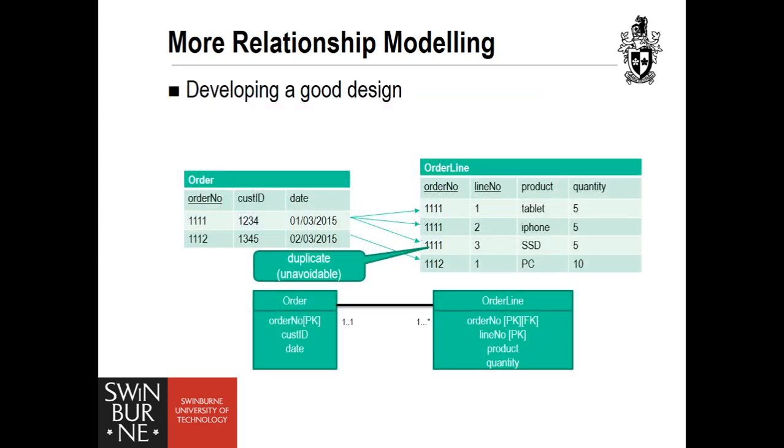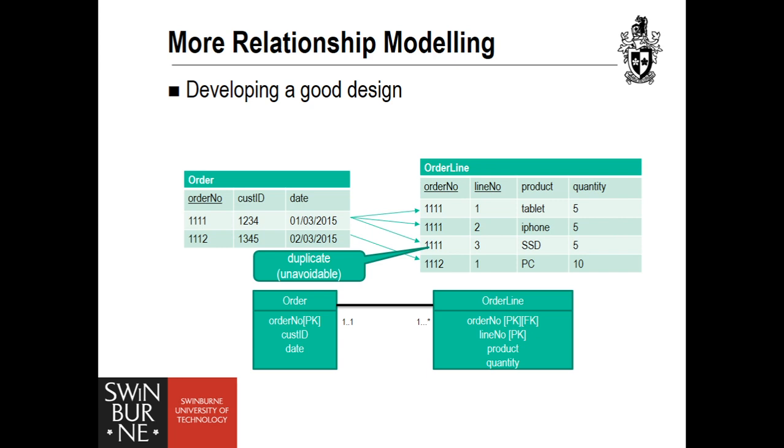Okay, so this we can consider as a good design. Now that we have separated the entity into different tables, the customer ID and date fields are no longer repeated, but the order number still is. It is okay. Order number is a foreign key to the order table. And because there is a one-to-many relationship between order and order line, repeating foreign keys are unavoidable. But we have avoided repeating customer ID and date, which are dependent on the primary key order number.